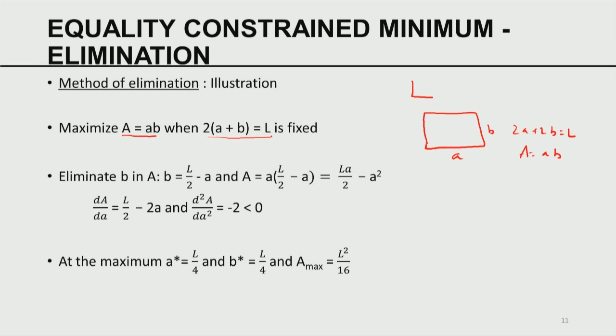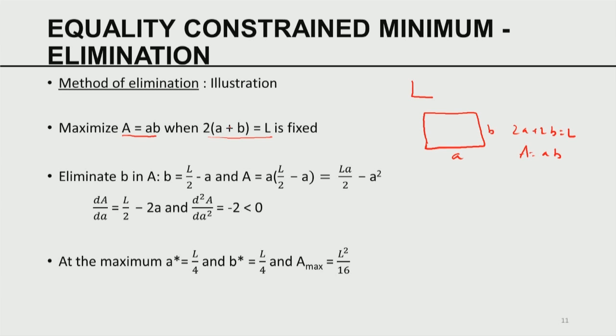A is a variable, B is a variable. A and B are not independent. If A and B are independent variables, when is this maximum? Infinity. A is infinity, B is infinity. But A cannot be infinity, B cannot be infinity, because 2 times (A plus B) is L. So I have to solve a problem with a fixed length rope. That is the constraint. This is the equality constraint. So I have to maximize under equality constraint.